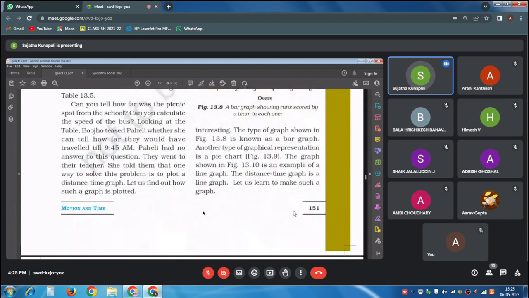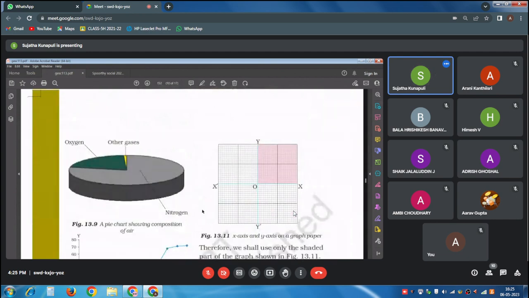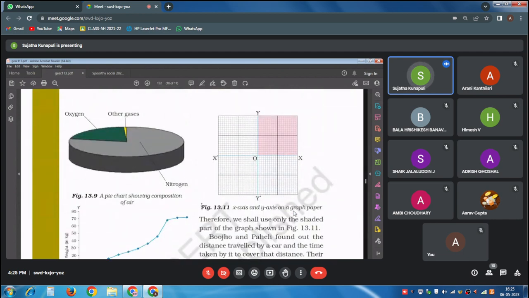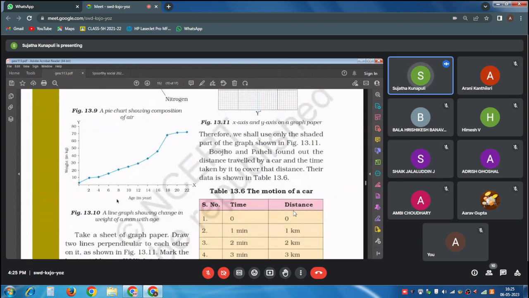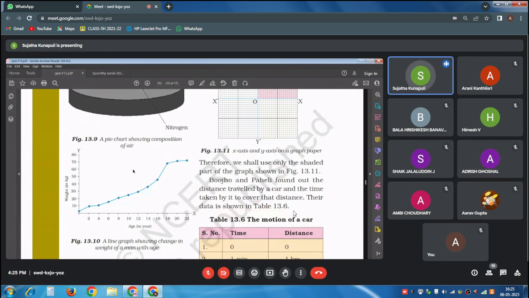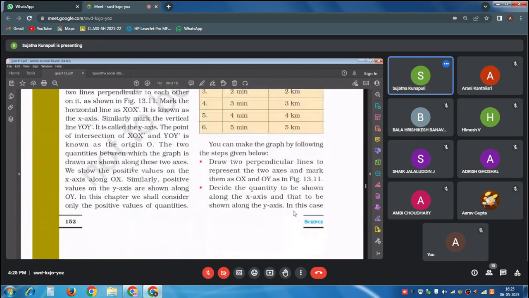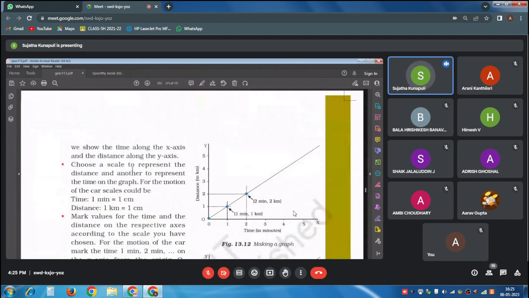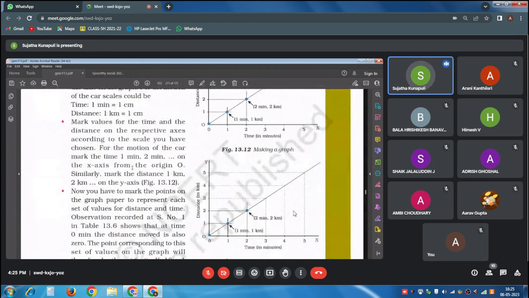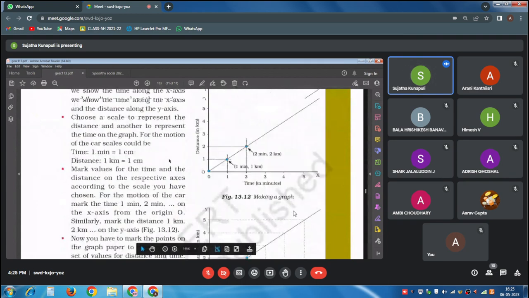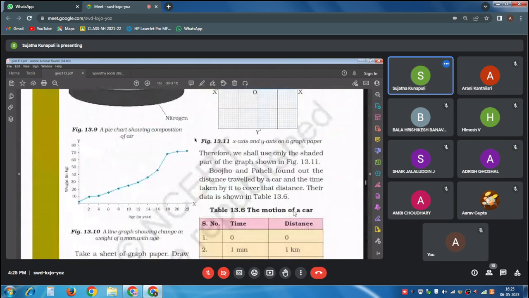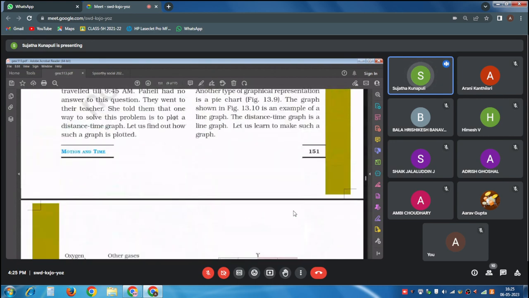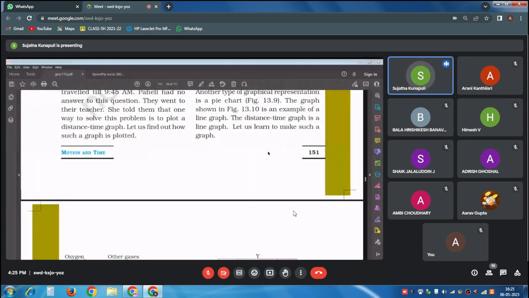So there are different ways to represent data, either through a distance-time graph, or through a pie chart, or through the line graph format. We have different types of graphs for the given data. In that manner you can mark all those things and represent them on graph papers. Anyhow, you know how to draw a graph, how to draw a pie chart, right?